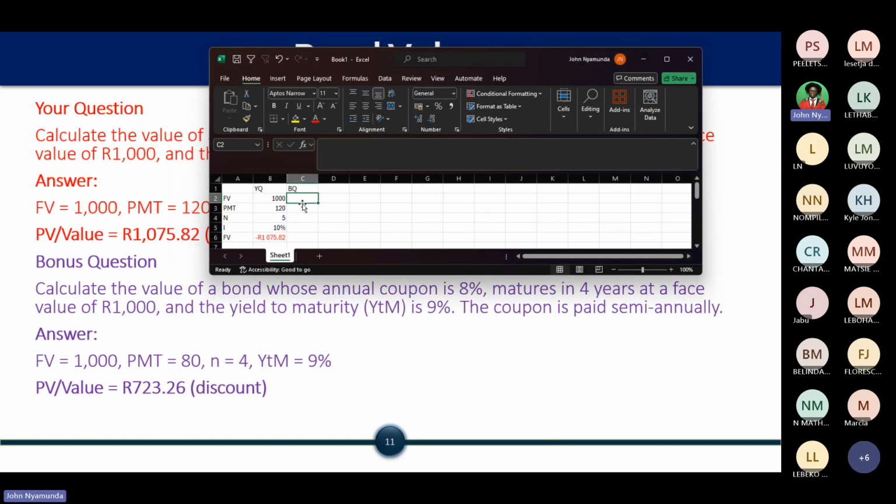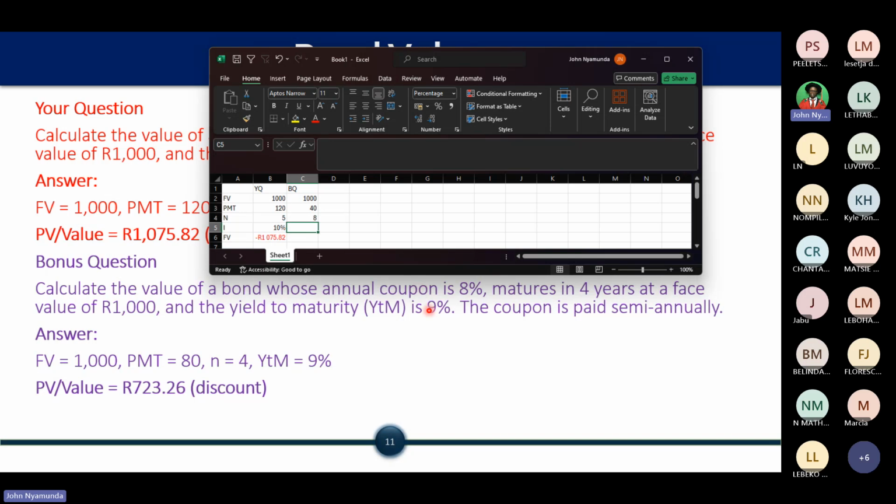Okay, now bonus question. FV is there, 1,000. Ladies and gentlemen, I'm not going to say too many stories. Okay, now this is a semi-annual bond. So the coupon is supposed to be 8% of 1,000, which is 80, divided by 2, 40. Right? Okay. N is equal to, what's the N? 4 years, but it's times 2, 8.